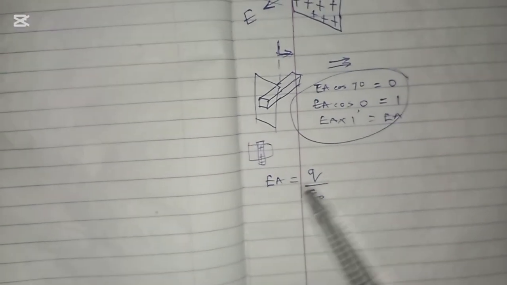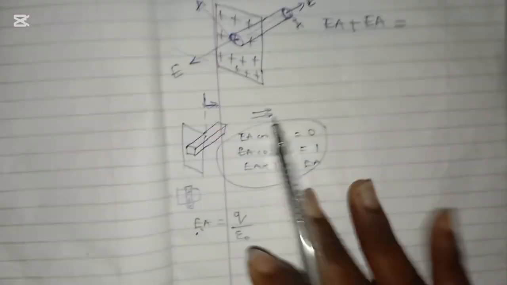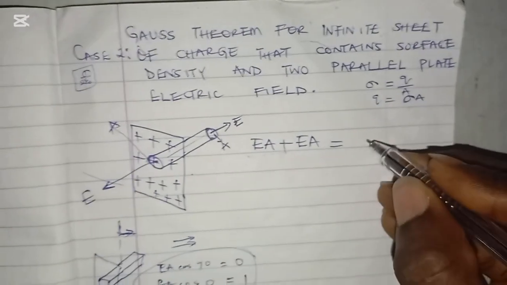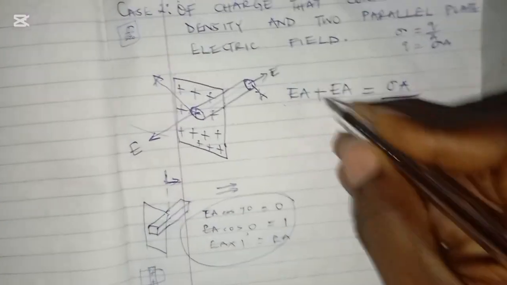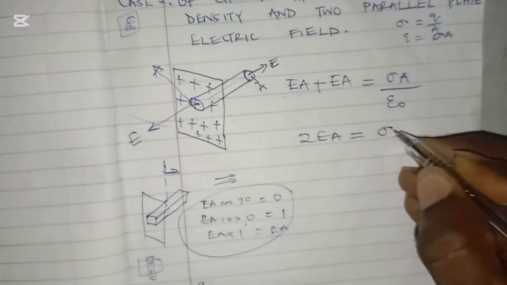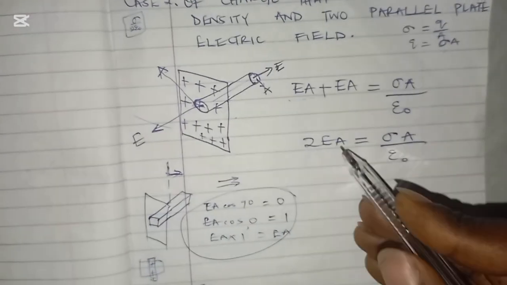So if that is the case, notice that the EA I have in this particular situation is 2EA. Then I have charge, replace charge with surface density times A, all over permittivity of free space. So you can now see that I have 2EA is equal to surface density times A all over E naught. So I have A on both sides.